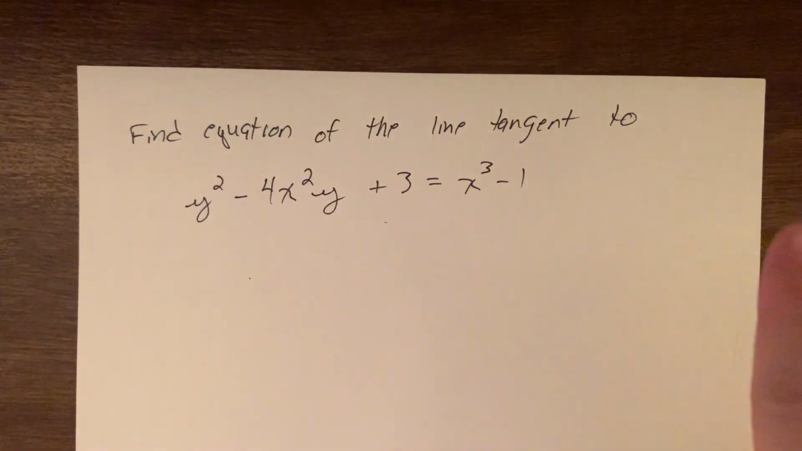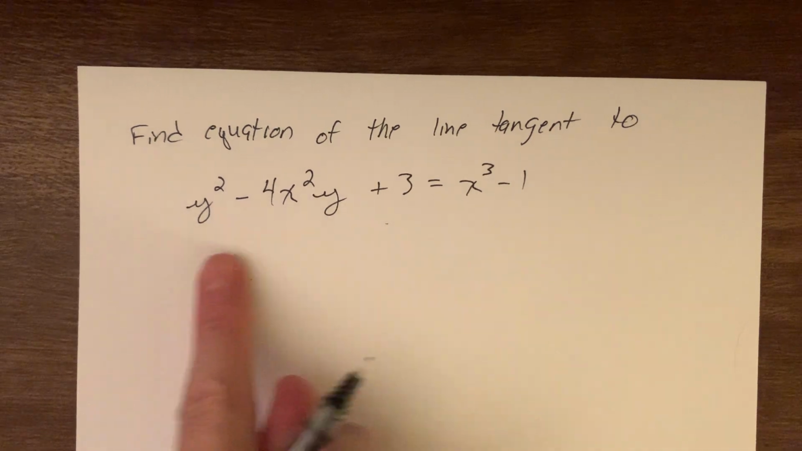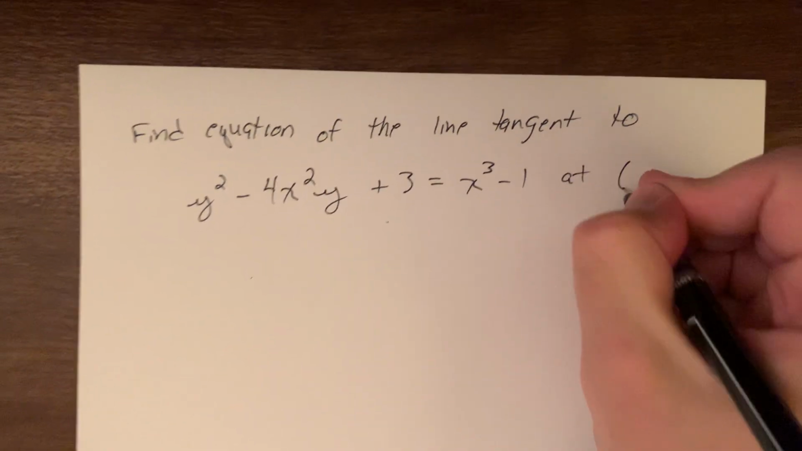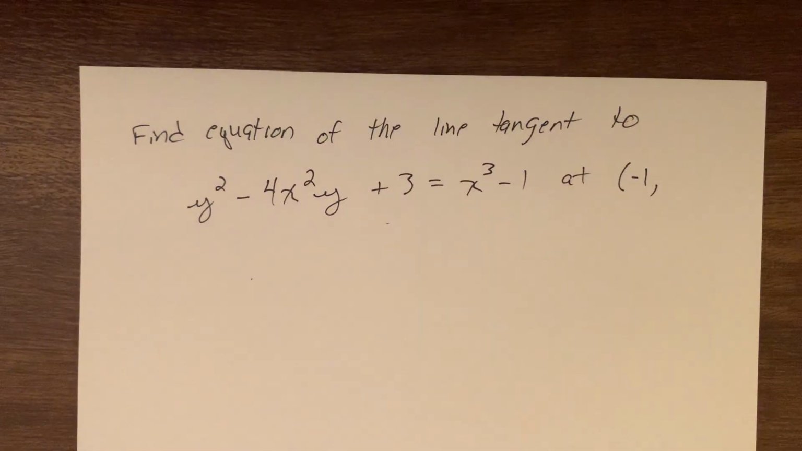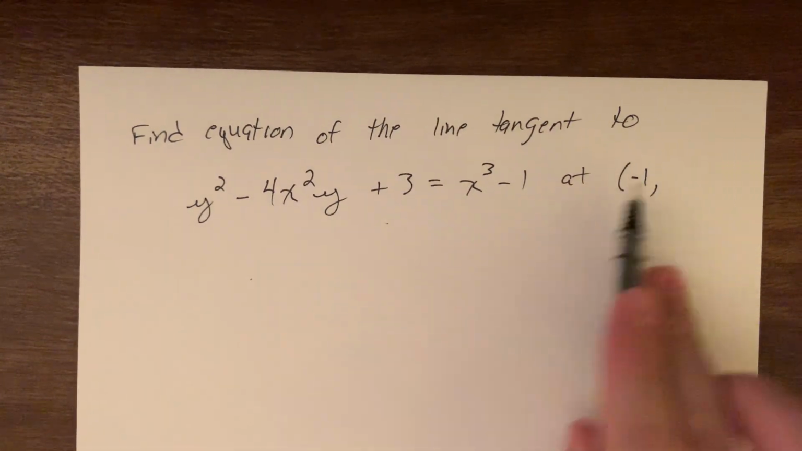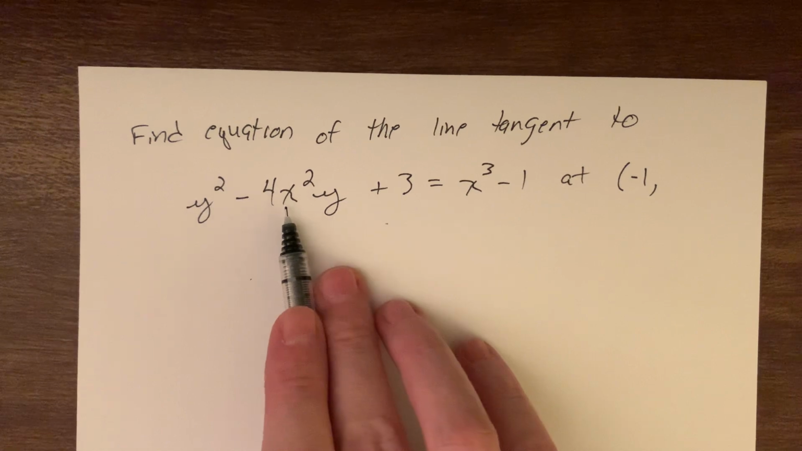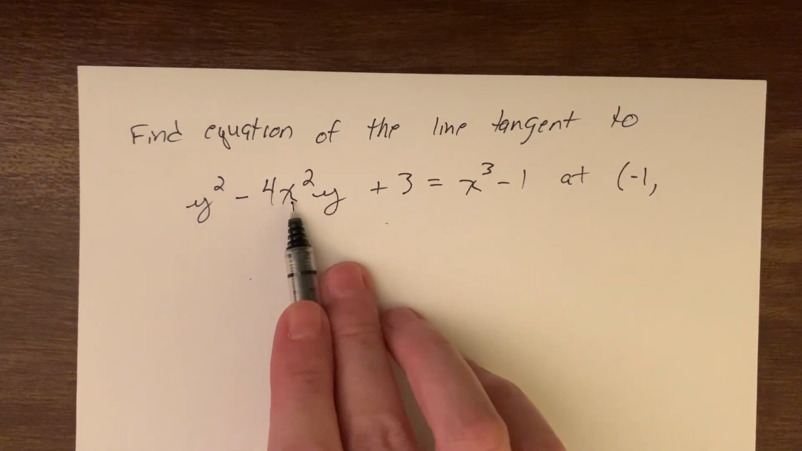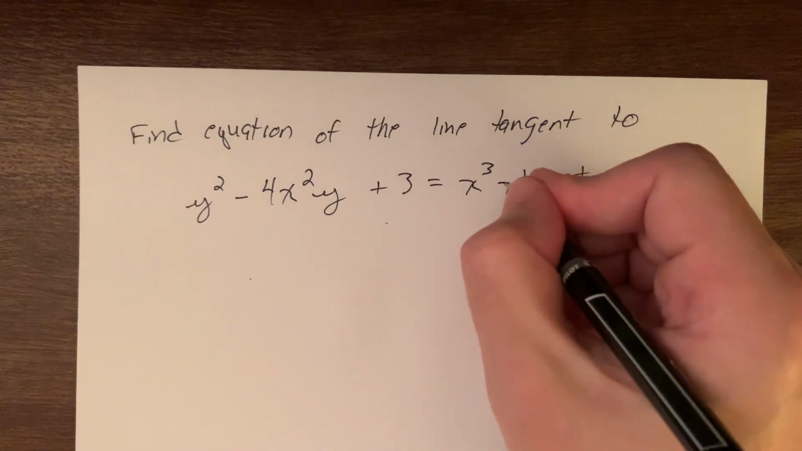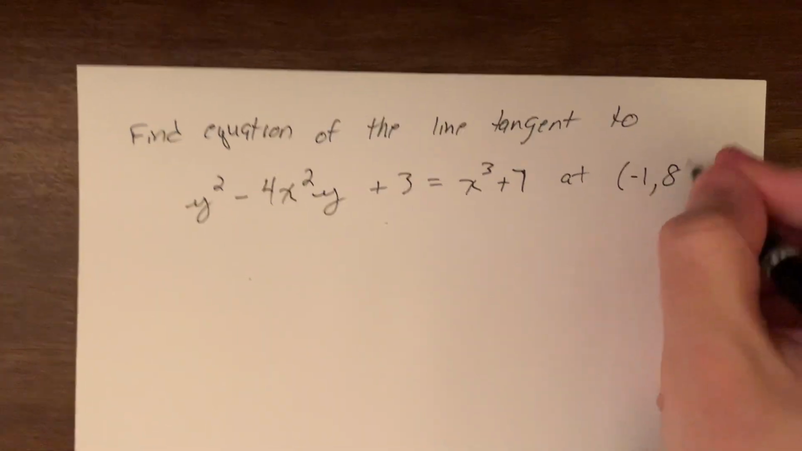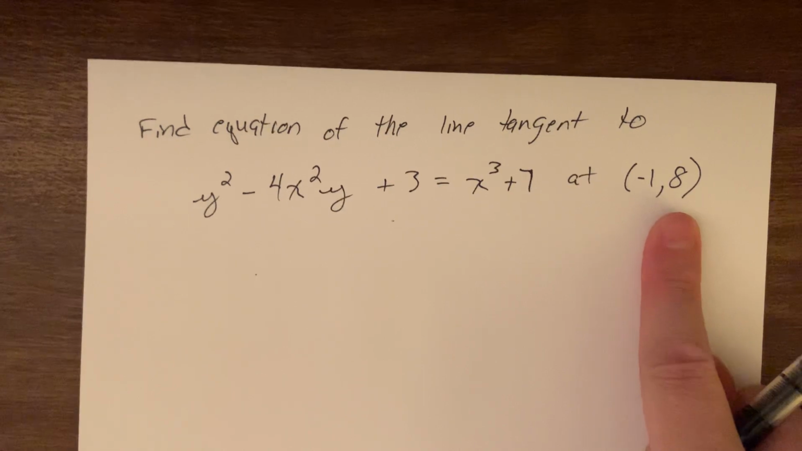Let's find the equation of the line tangent to this curve at the point, let's go minus 1 comma, actually I want to make sure this works, everybody. I don't want to give you a bogus point. So if x is minus 1, let's make this a plus 7, so minus 1 comma 8 would be the xy pair.